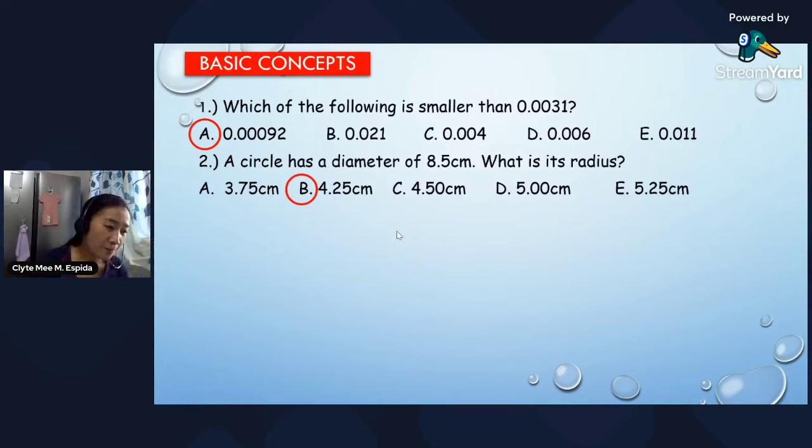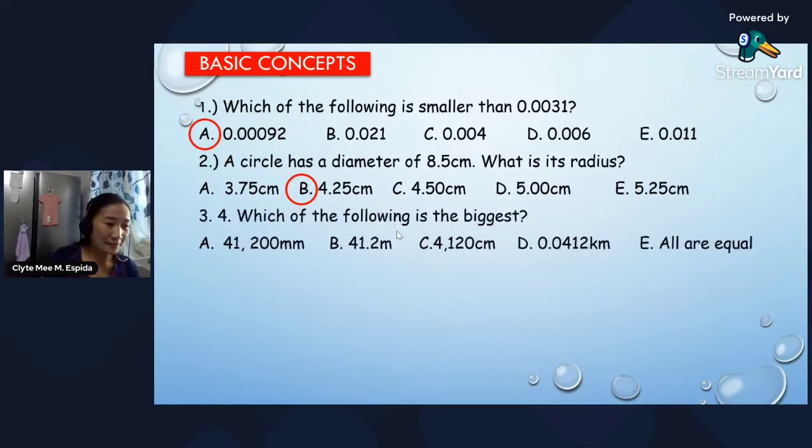That's 4.25 centimeter. Okay, congratulations. So from numbers 1 and 2, you got the correct answer. Okay, so more or less, papasa kayo sa exam. Magagaling naman pala yung ano dito, mga participants. Congratulations again. Let's have number 3.